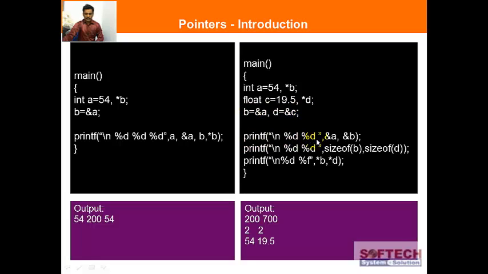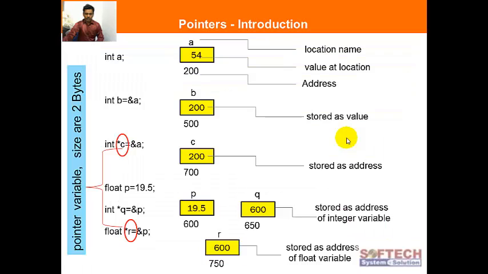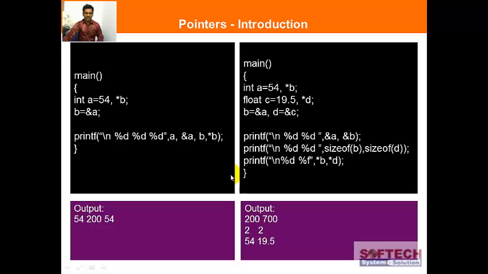So printf percentage d and a and b. In the previous presentation, we assumed 200 for a and 700 for c. Based on that, 200 and 700. This is an example. It may be any address. So a's address is 200, and b's address is 700.